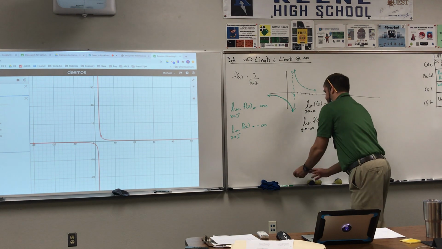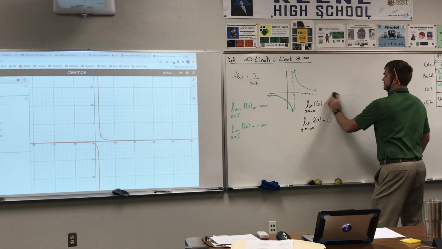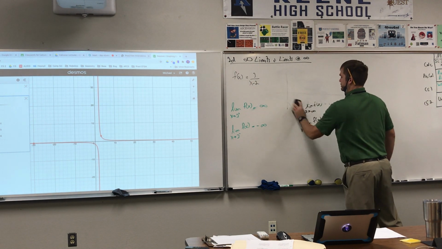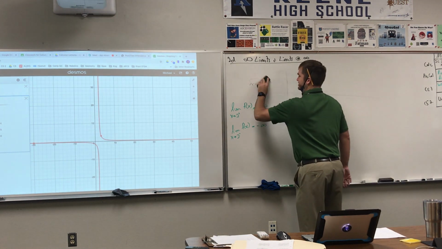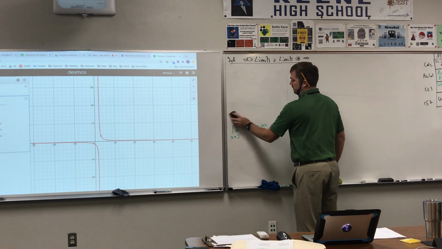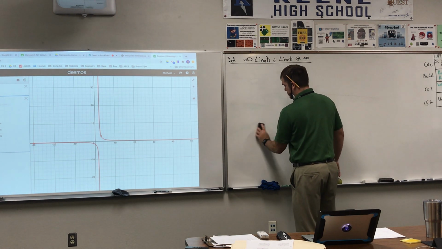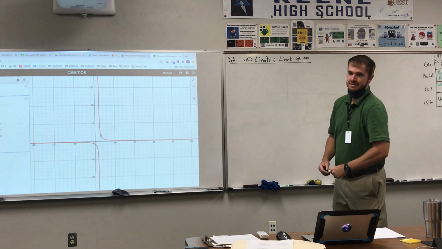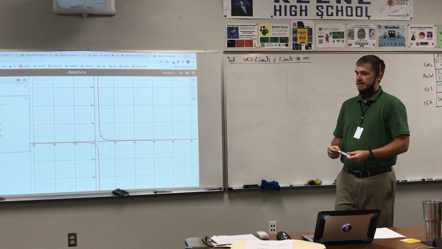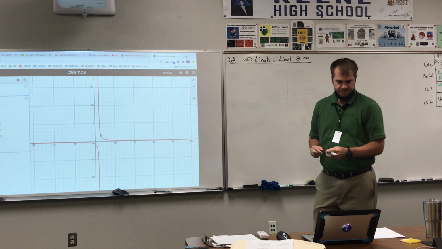Go ahead. Would it all be the same? Like, let's say f of x as x approaches infinity, would it always be 0? Nope. It depends on what the function is.